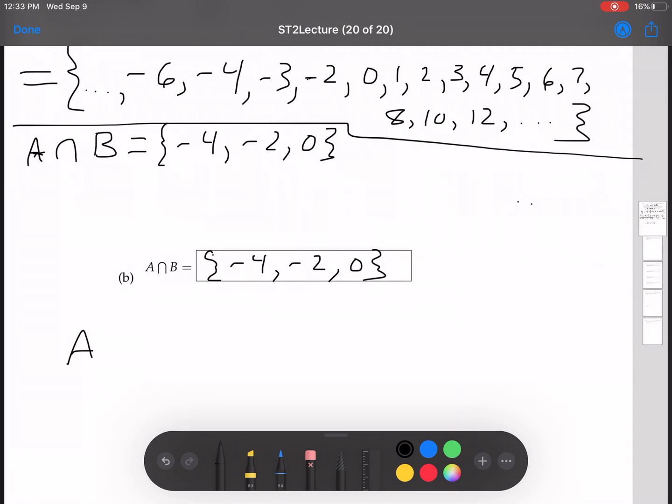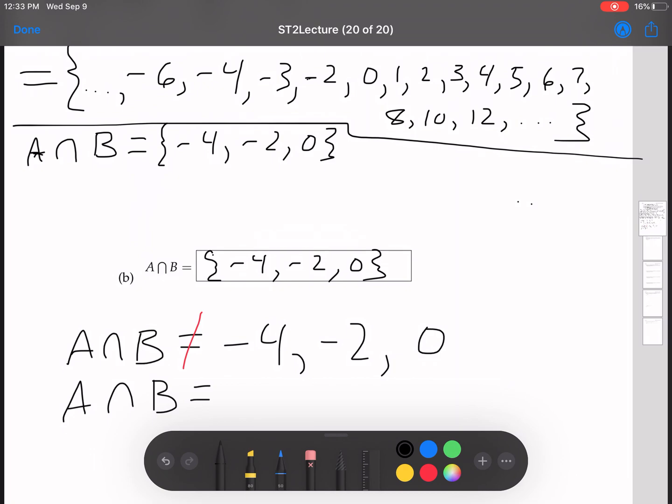All right, let me just mention a little something about types. So I'm going to write something incorrect now. This is incorrect because it's not true that the intersection is -4, -2, 0. It's true that the intersection is the set containing -4, -2, and 0.